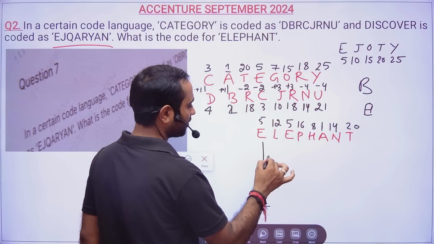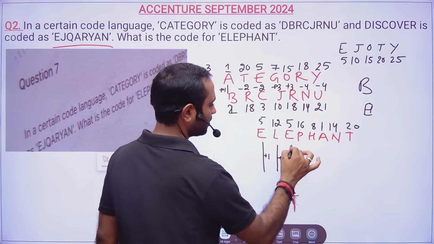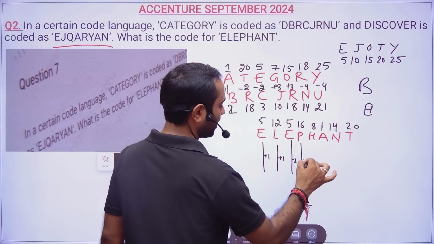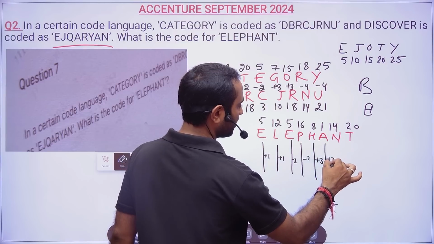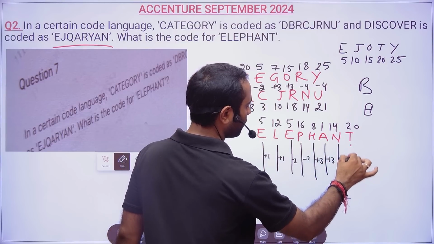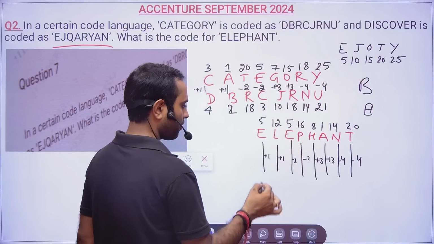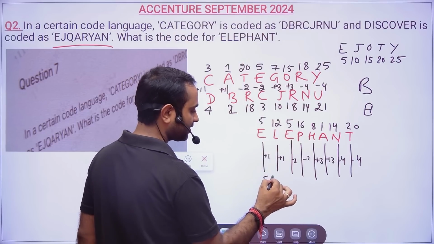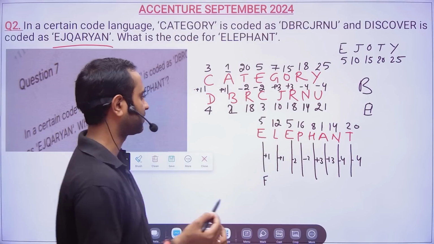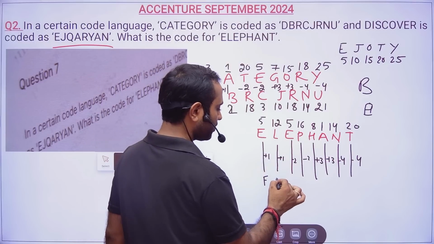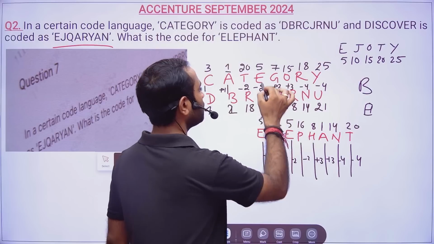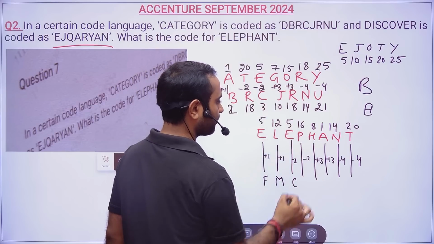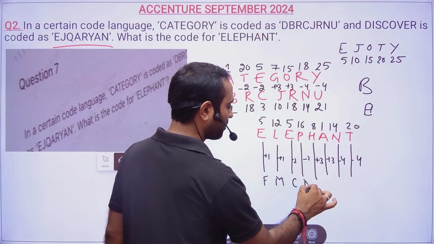Now here what we will do, plus 1, then minus 2 and then minus 2 and then plus 3 and then plus 3 and then minus 4 and then minus 4. So 5 plus 1 will be 6, 6 is nothing but F, fix 6. L plus 1, 12 plus 1, 13, 13 will be M. 5 minus 2, so E minus 2 will be C, 3. P minus 2, 14, November 14.